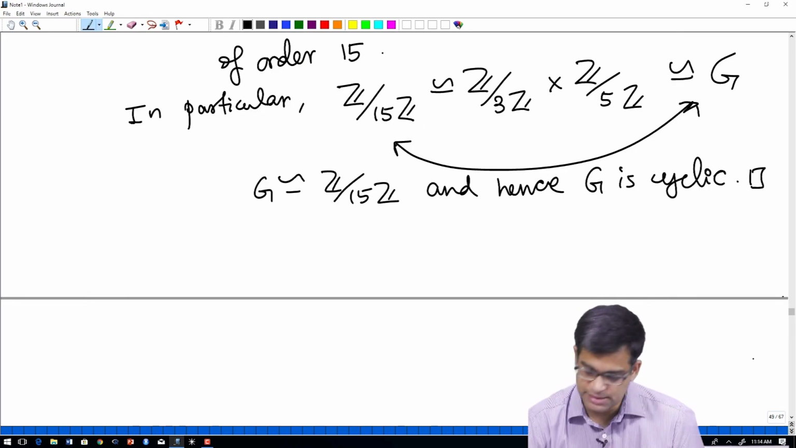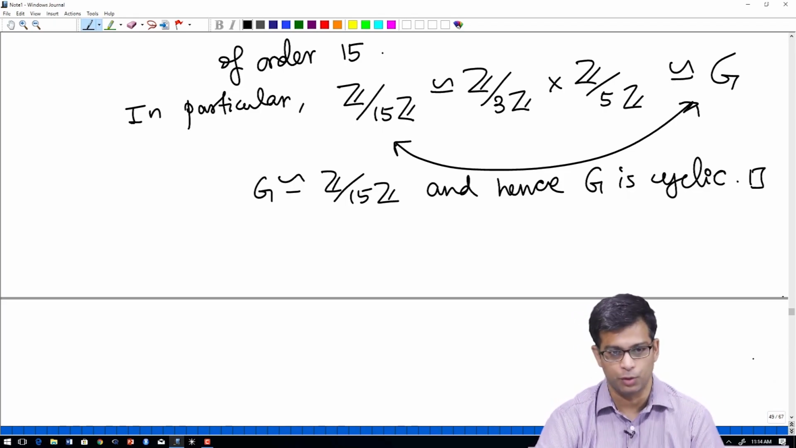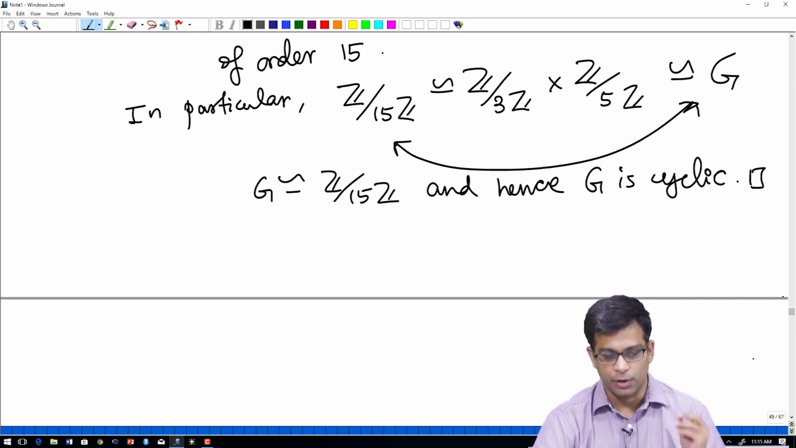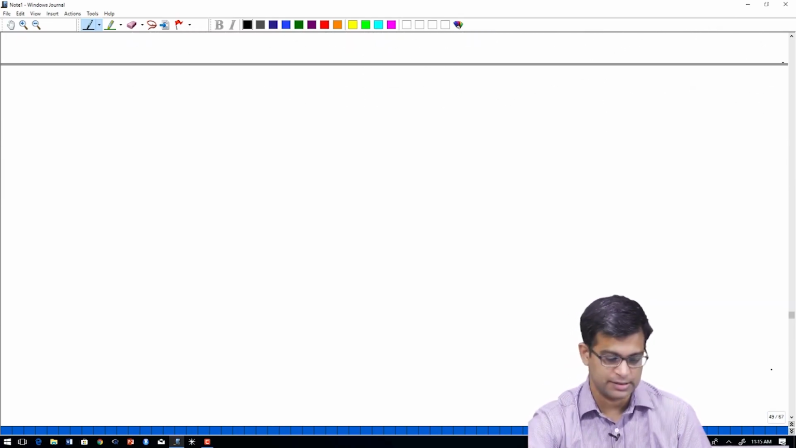Hence, this is a very good application of the Sylow theorems. We have no way of proving that an arbitrary group of order 15 is cyclic. I mean, how do we do that? There could be lots of groups, we do not know the structure of those groups, but the strength and power of the Sylow theorems is that we can conclude that any group of order 15 is cyclic.